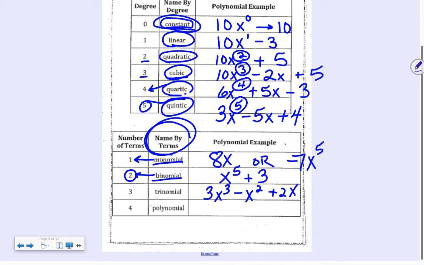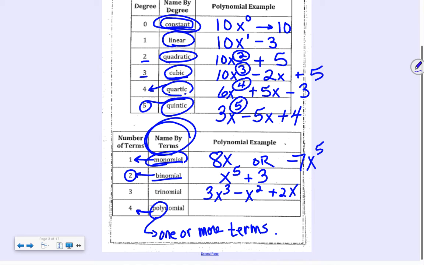And by the way, there are millions, billions, and trillions of these. I'm just making this stuff up. Poly does not mean 4. Poly actually means 1 or more terms. 1 or more. Now, if you get one term, though, guys, there's a special name. It's called monomial.